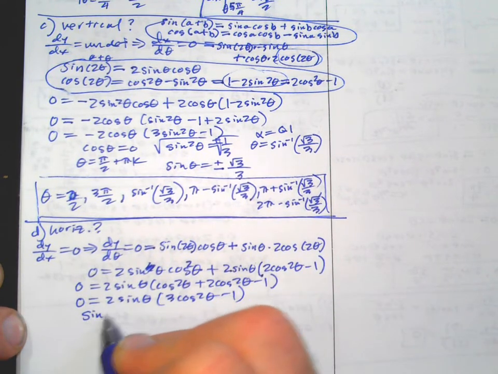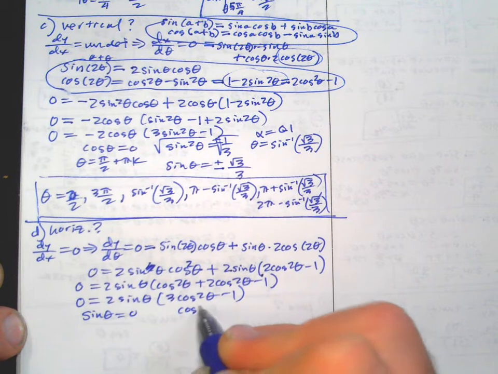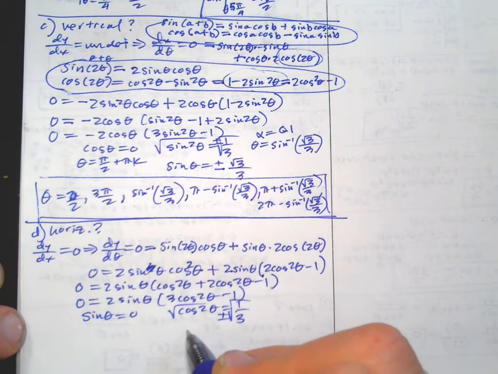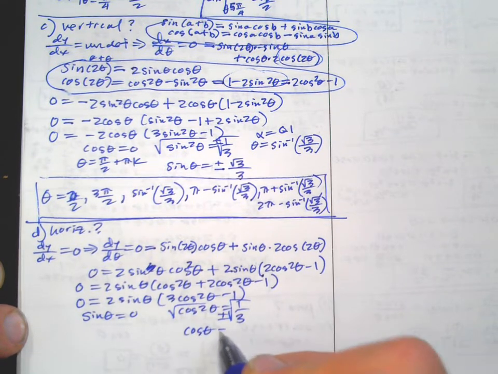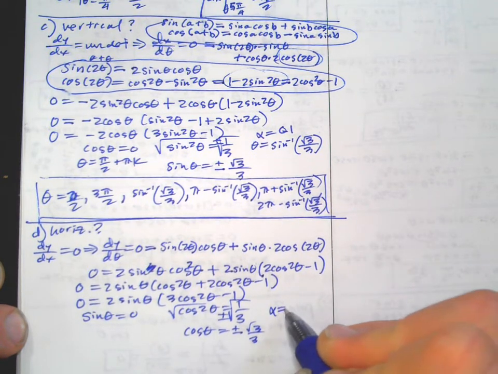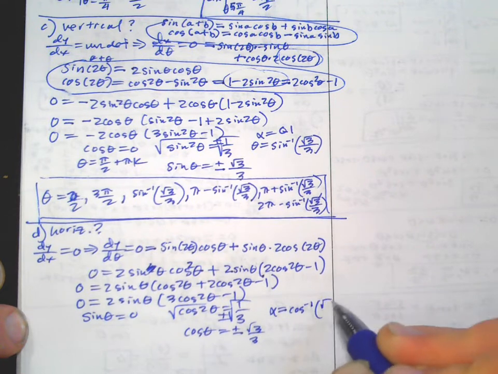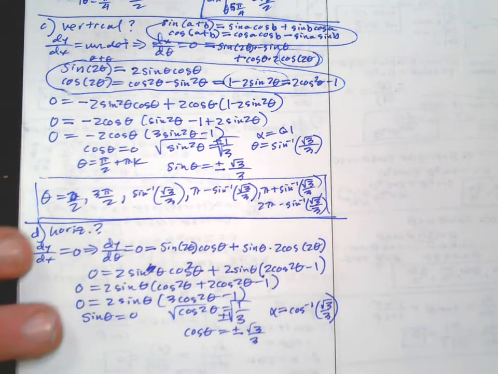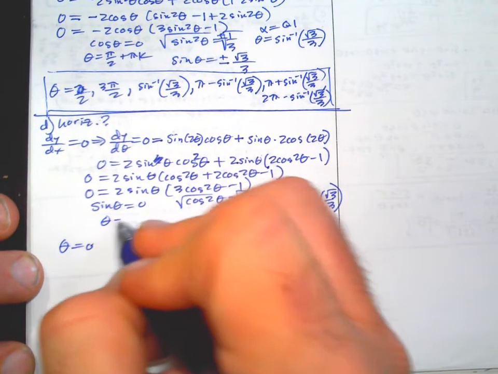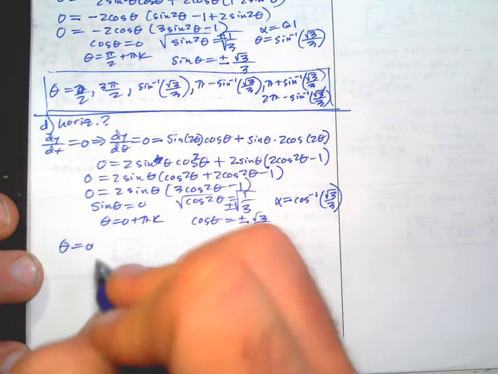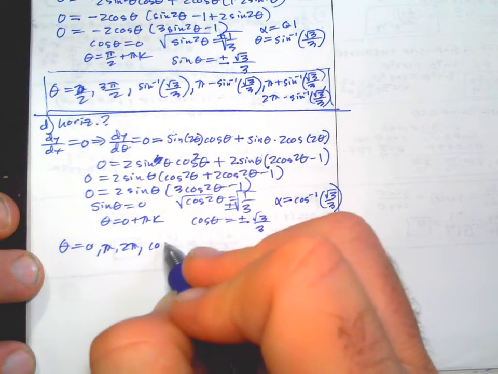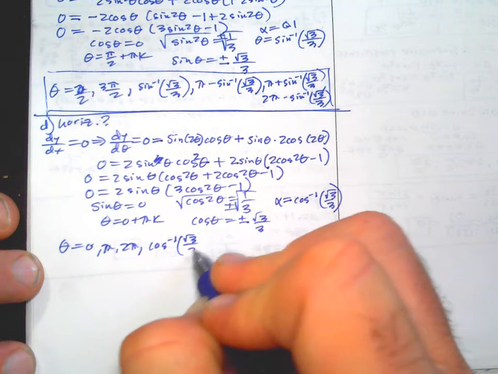So it's going to be when sine theta equals 0 and cosine squared theta equals 1/3. You can take the square root of both sides, plus or minus, to get cosine theta equals plus or minus root 3 over 3. Then alpha in the first quadrant is going to be inverse cosine of positive root 3 over 3. That'll for sure give you the alpha. For sine theta equals 0, it's going to be all the quadrants, so theta equals 0 plus pi k: 0, pi, 2 pi. And here we're going to get inverse cosine of root 3 over 3.